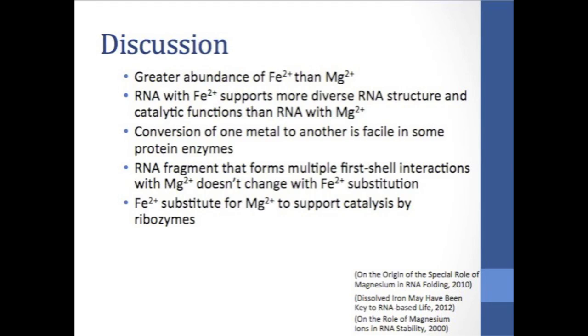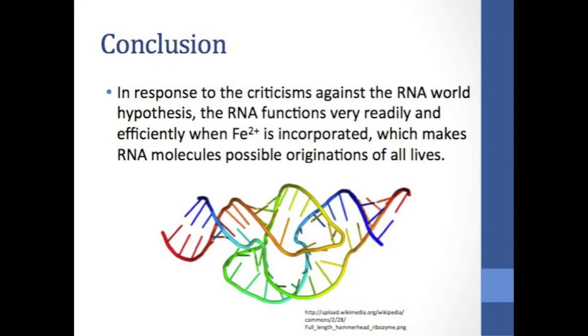Iron ion can substitute for magnesium ion to support catalysis by ribozymes. Ribozyme activity when using iron ion is greatly enhanced compared to ribozyme activity using magnesium ions. So in comparison, when RNA combines with Fe2+, it reacts more readily and efficiently than when it combines with Mg2+. In short, the above experiments and data presented show that the RNA world hypothesis could be the possible origin of life.